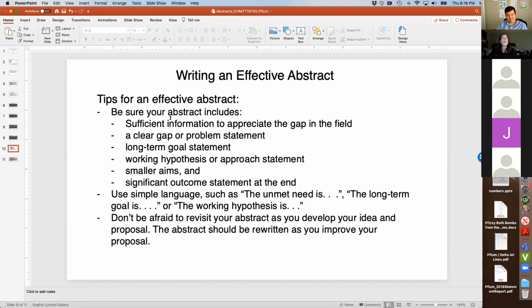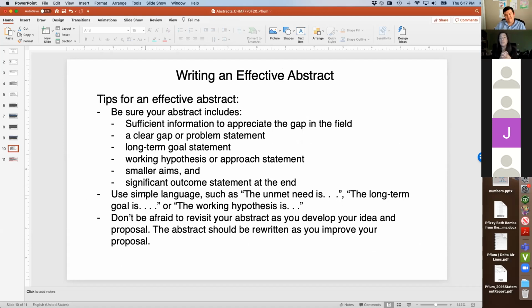Okay, just to end here, I want to move on and let Ed finish up by having you start identifying the pieces of the abstract for our COVID-19 project in our class. Be sure that your abstract includes all of the information we just talked about. Use simple language: the unmet need is, the gap in the field is, the hypothesis is. Scientific writing does not have to use colorful verbs. It can be very straightforward.